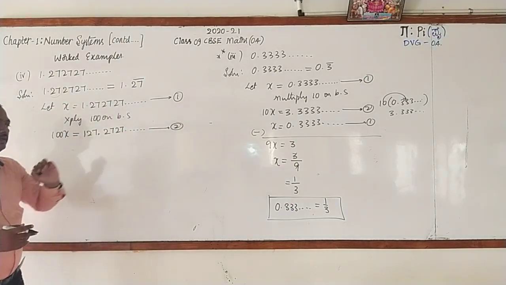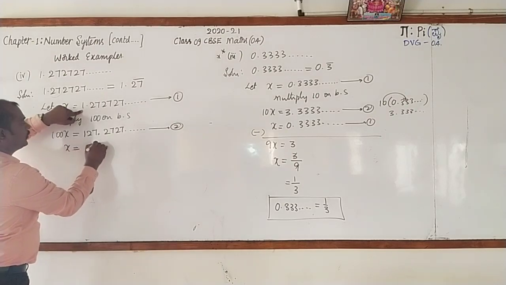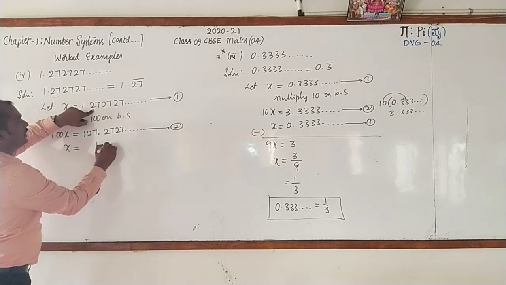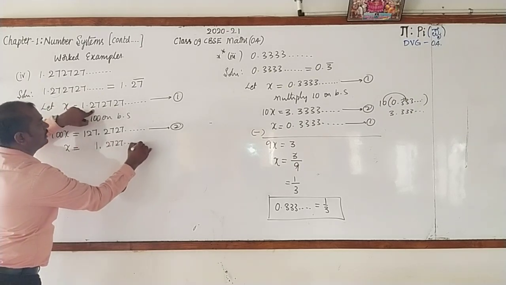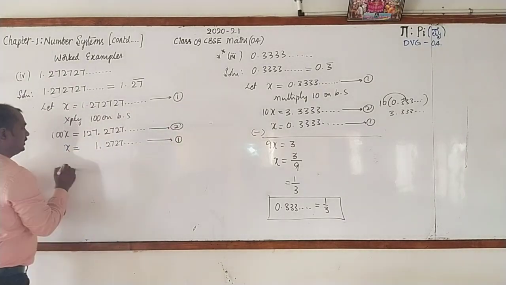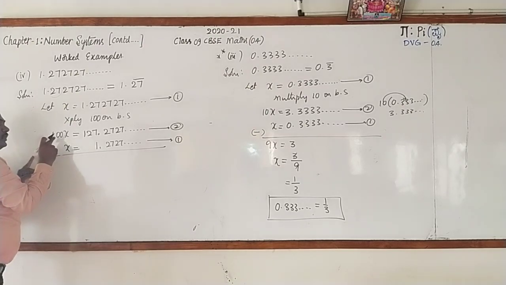Subtract equation 1 from equation 2. Equation 1 is x equal to 1 point, very important, whole number part and decimal part, 1.2727 and so on. The same thing has been written here. Now on subtracting, 100x minus 1x, how much is it?